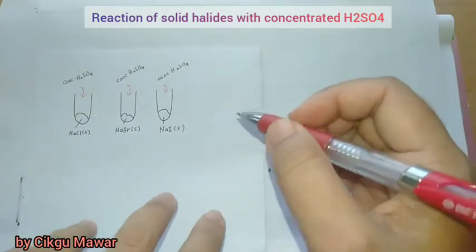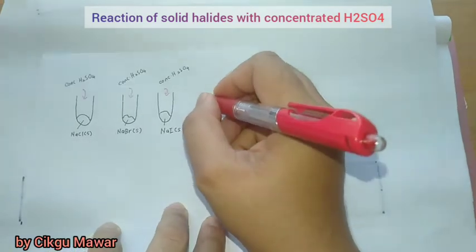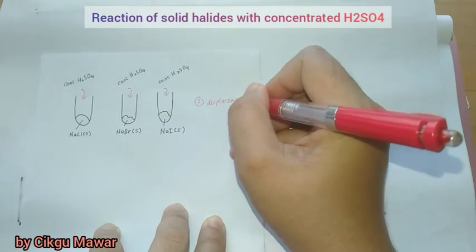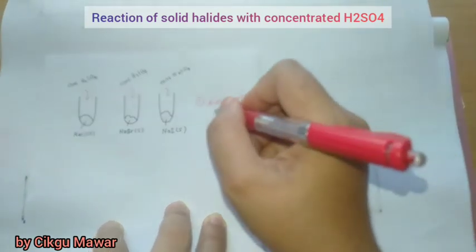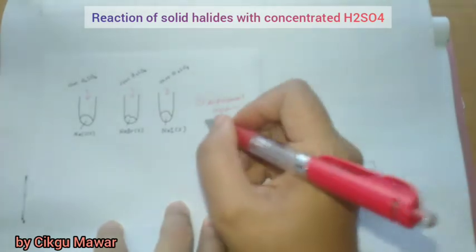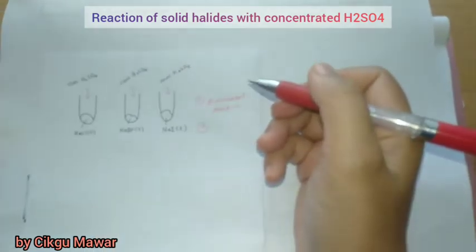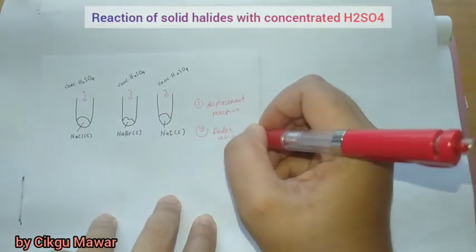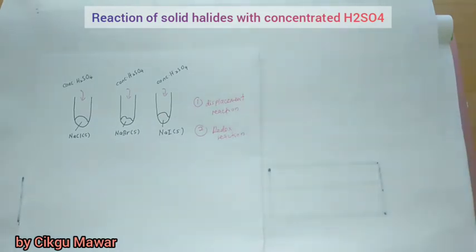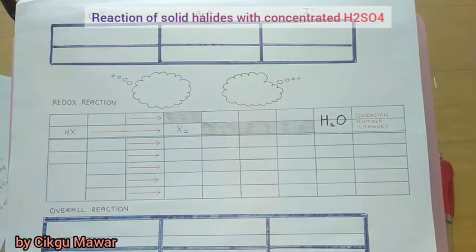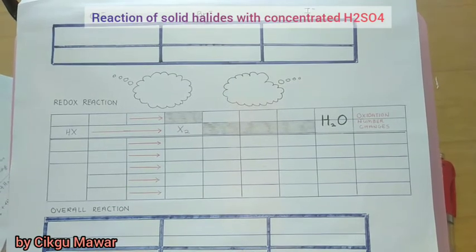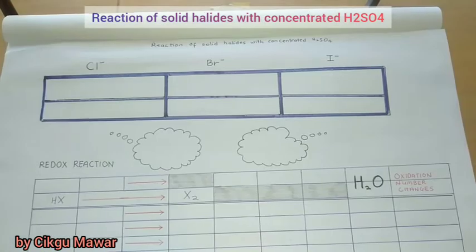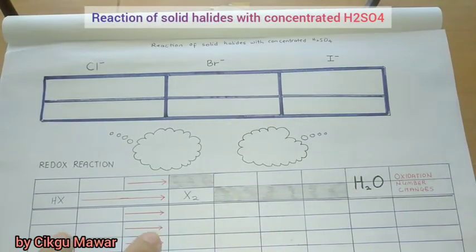During this reaction, two types of reaction will occur. The first one is the displacement reaction, and the second one is the redox reaction. This is my overall mind map in explaining the reaction of concentrated sulfuric acid with the halides. We start with the first reaction, which is the displacement reaction.